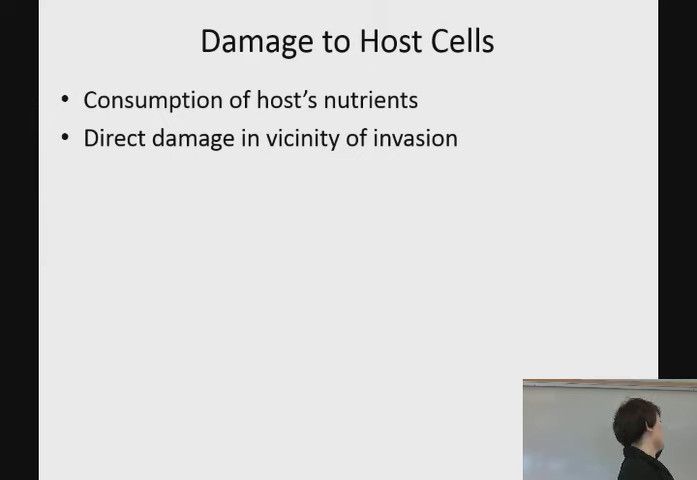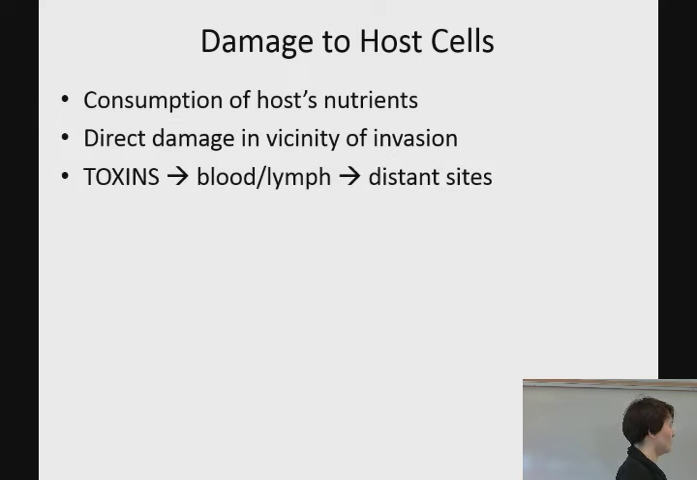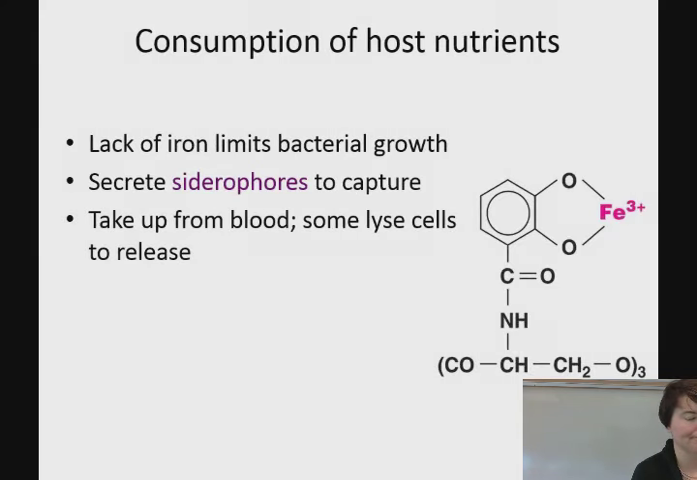Pathogens can directly damage the tissue in the area where they are infecting your body. And systemically, if they produce toxins, some of these toxins can get into your bloodstream or your lymph system and travel to distant sites. So if you get a wound and your pathogen makes a toxin, even though the actual pathogen itself is local, the toxin can travel through your whole body and have wide-ranging effects. So let's first talk about consumption of host nutrients.